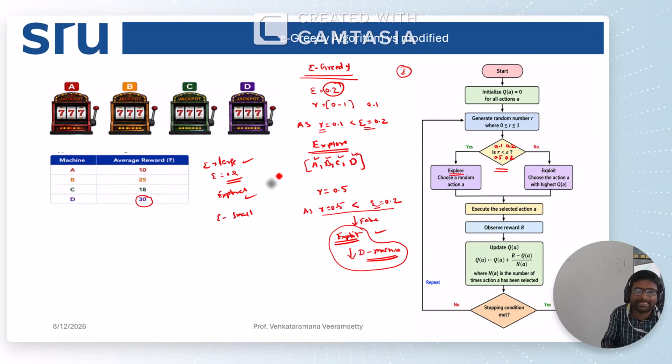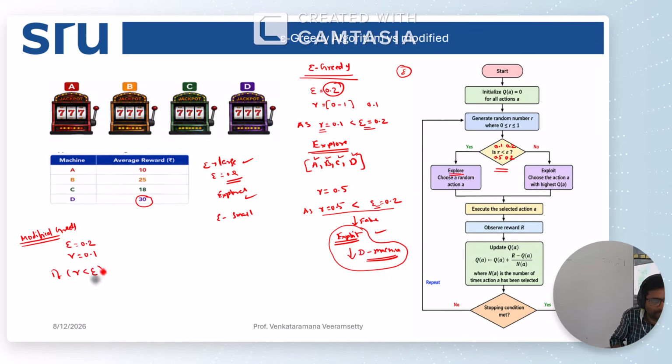So this is the greedy algorithm, and now we will discuss the modified greedy. In the modified greedy algorithm, what we are doing is almost the same. Assume the epsilon value is a small 0.2 and the randomly generated value is 0.1. Now check whether your randomly generated value is less than your epsilon. If yes, go for exploration.